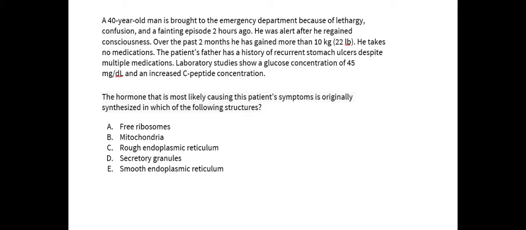Laboratory studies show a glucose concentration of 45 mg per deciliter and an increased C-peptide concentration. The hormone most likely causing this patient's symptoms is originally synthesized in which of the following structures? Go ahead and pause the video and try the question yourself before we go into the solution.